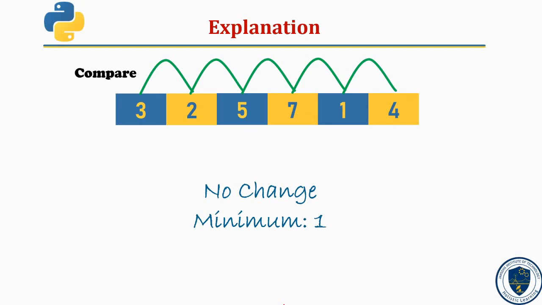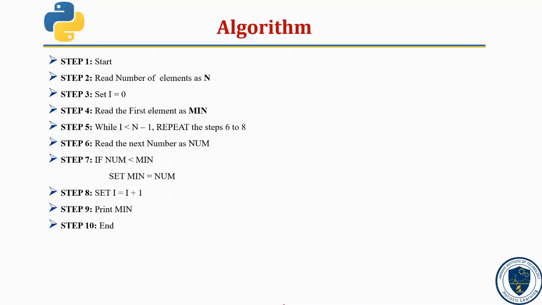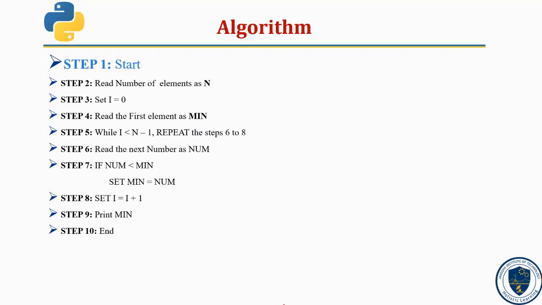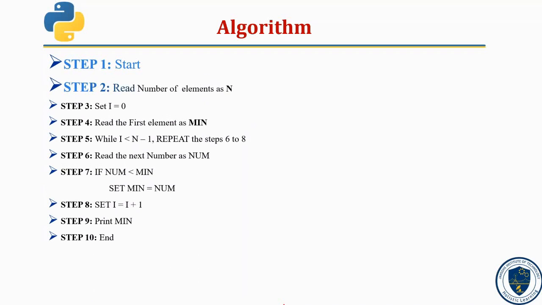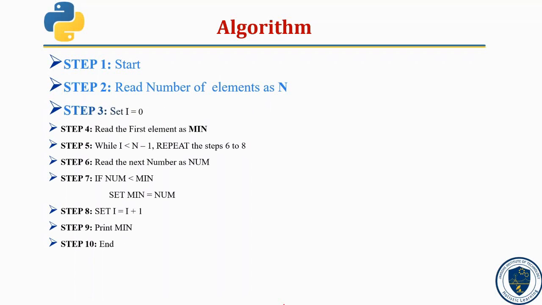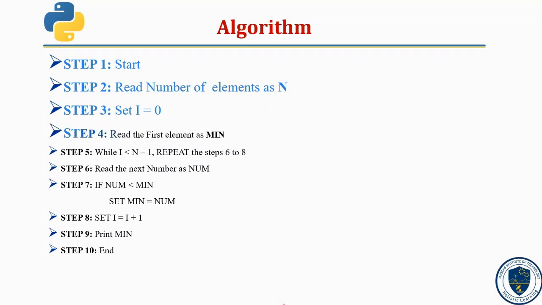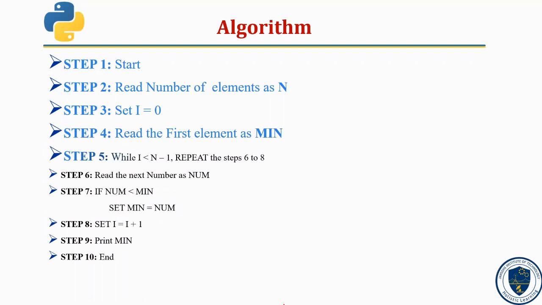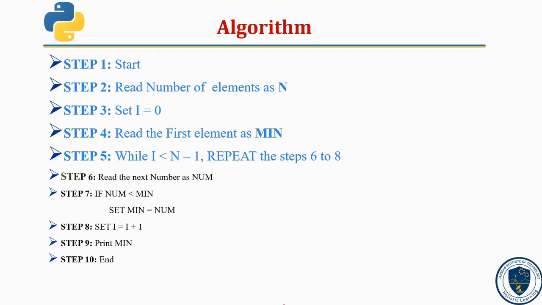Let's write an algorithm for this logic. Step 1. Start. Step 2. Read the total number of elements in the name n. Step 3. Set I is equal to 0. This will be used to access all the elements from the list. Step 4. Read the first element from the list and consider it as min, which means minimum. Step 5. While I less than n minus 1, repeat steps 6 to 8. This helps to access all the elements starting from 0 till n minus 1.